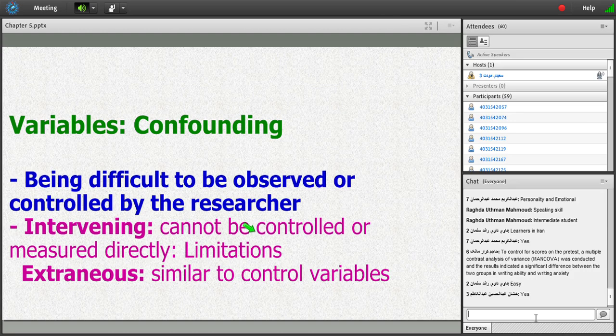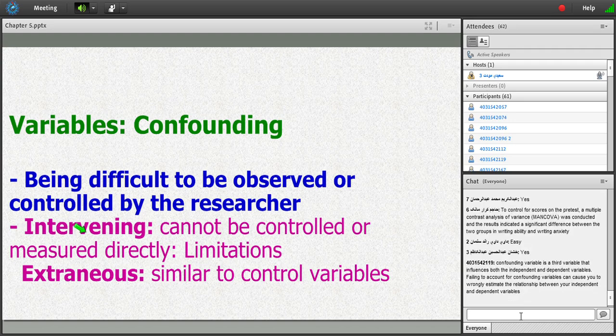For example, when you conduct research, you want to see the influence of a student's emotional intelligence on their speaking skill in university. But you can't control the factors in that university which are not educational, which are related to other environmental factors, related to the buildings, related to the food of the students. So these factors which cannot be controlled or cannot be measured, but they exist and we can't do anything about them, are called intervening confounding.